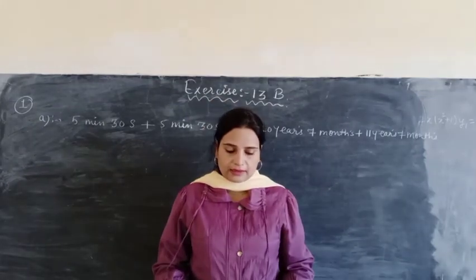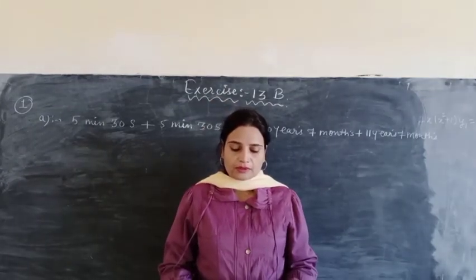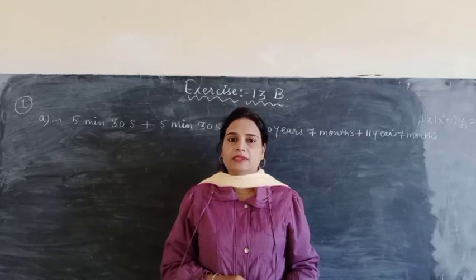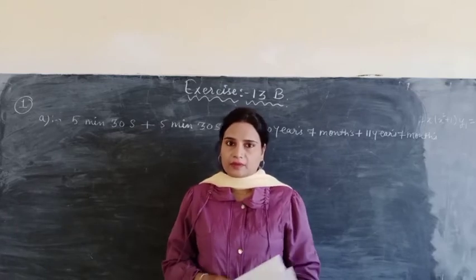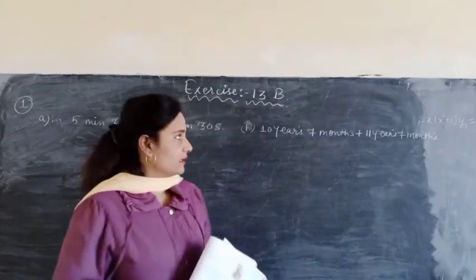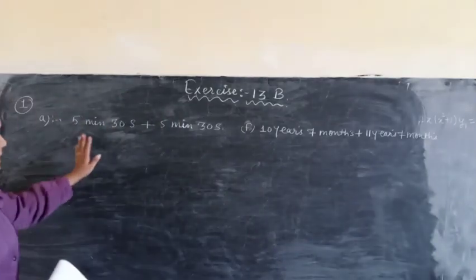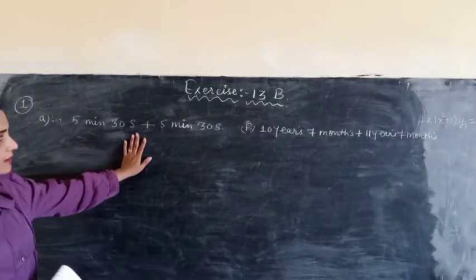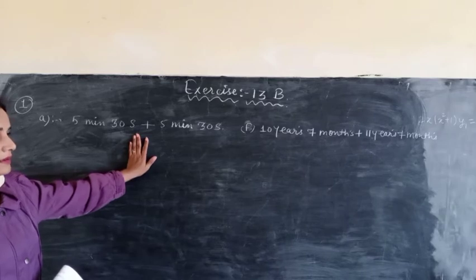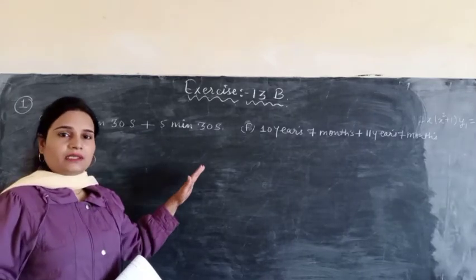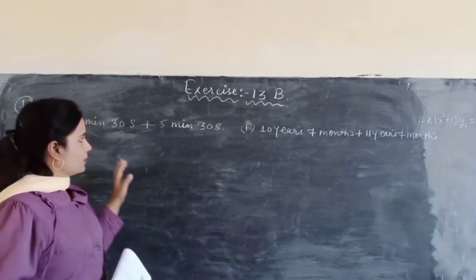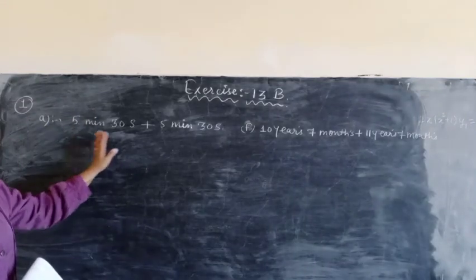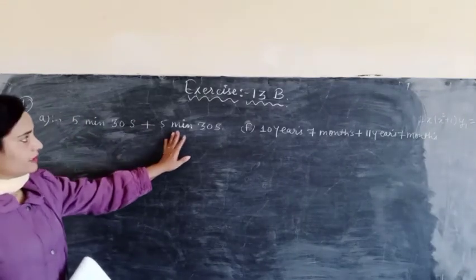In this exercise, you already know how we can convert hours, minutes and seconds. We completed that in the previous video. Now let's see how we can add minutes and seconds, and how we can regroup years into months and months into years. The first question is 5 minutes 30 seconds and 5 minutes 30 seconds.